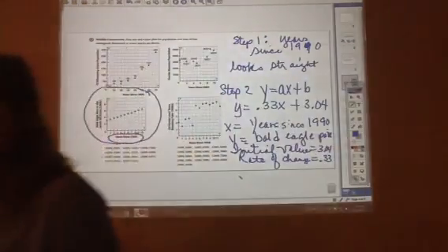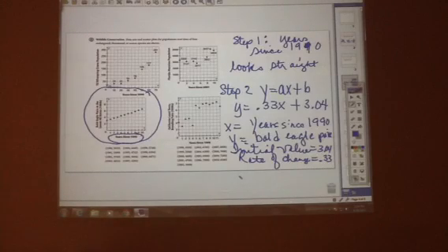Okay? So, based on the information on your line and your dots, how accurate is it? Does it go through most of those dots? Yes. So, on step 3, it asks you, how well does it appear to fit the data? Then I would put it's really a good fit, or it's a strong line of fit, or something like that. Okay? Questions on that?